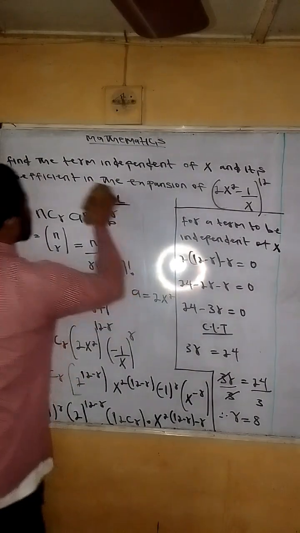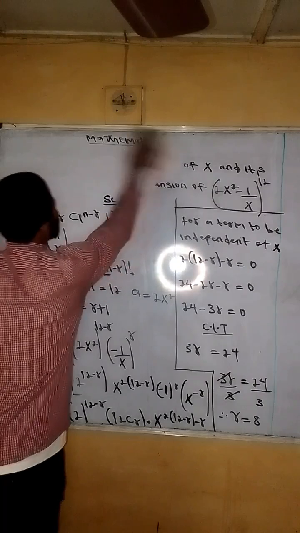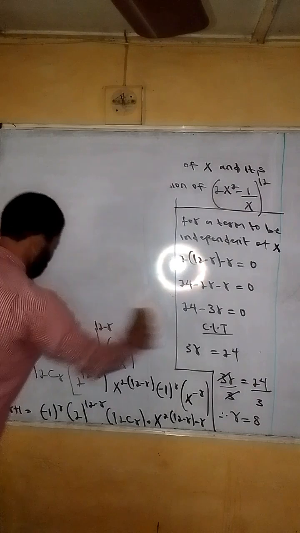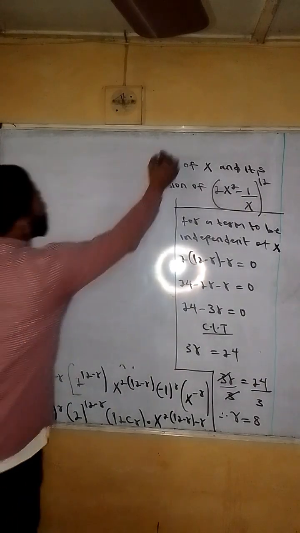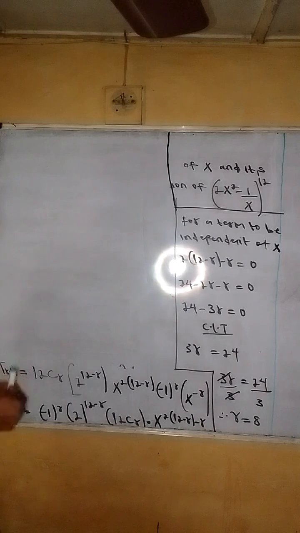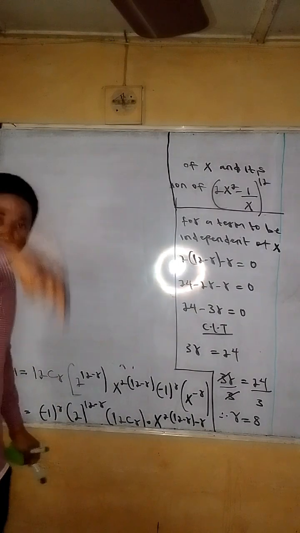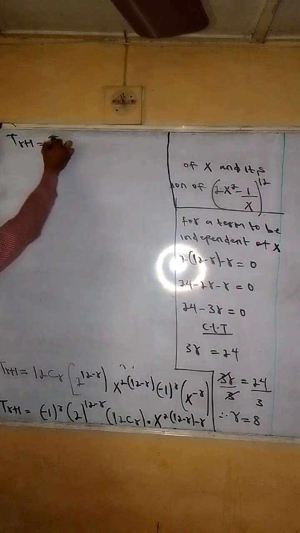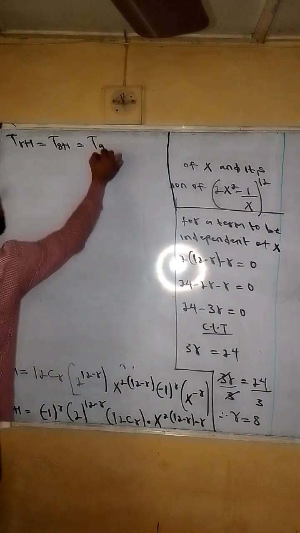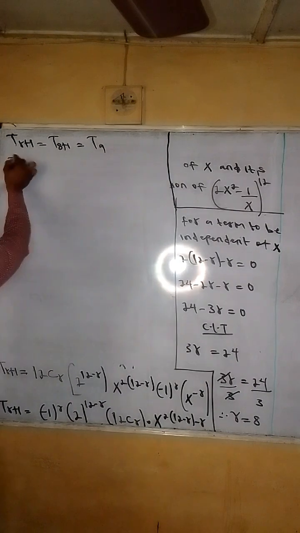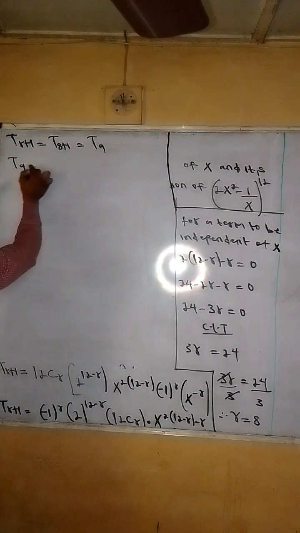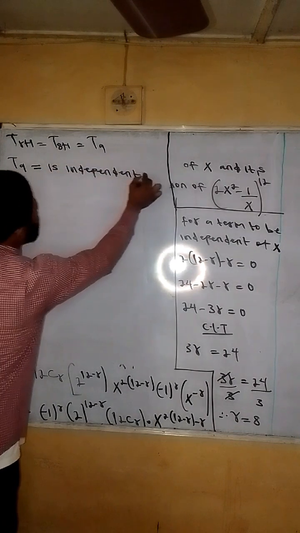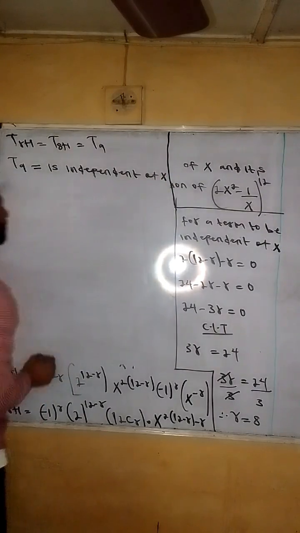So since r is 8, all we need to do now is to start deducing our answer. We are looking for two things: the term that is independent of s, and the number with that term, the coefficient of the term. So we just call that T(r + 1) = T(8 + 1), which is T9. So the term independent of s is T9. So T9 is independent of s.